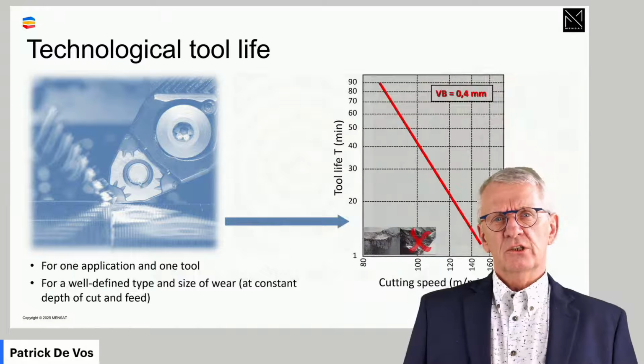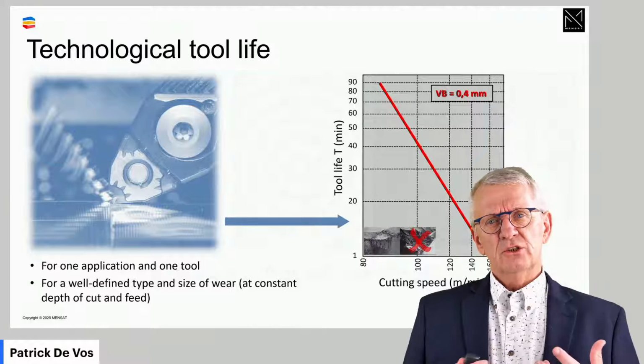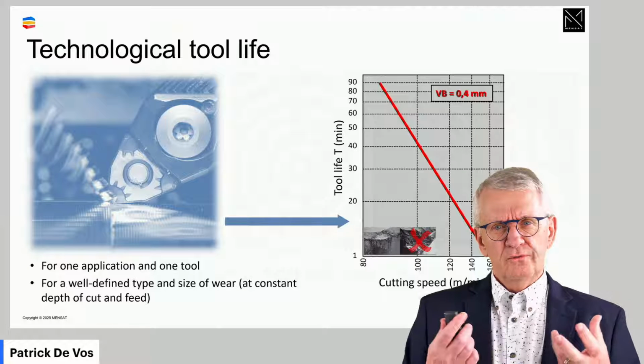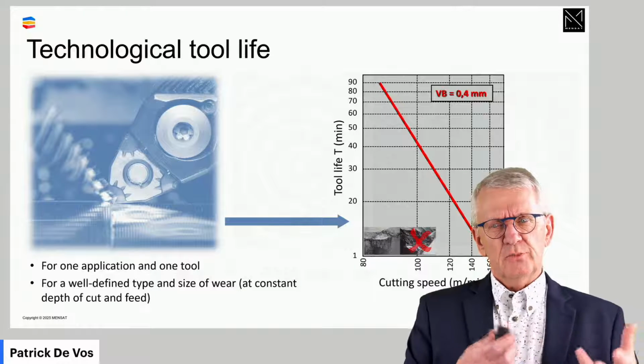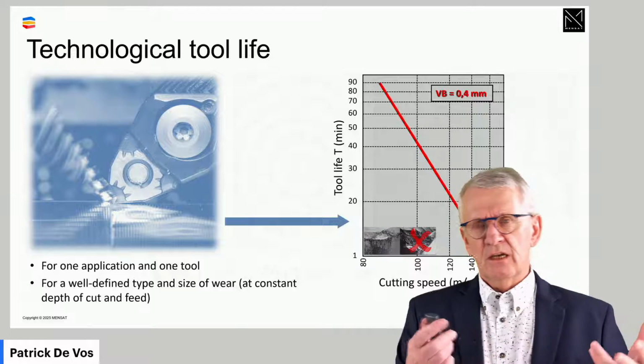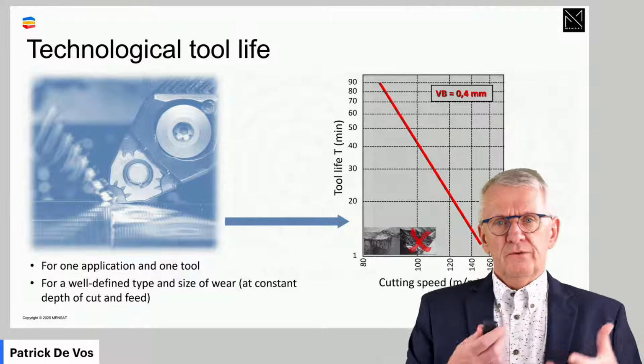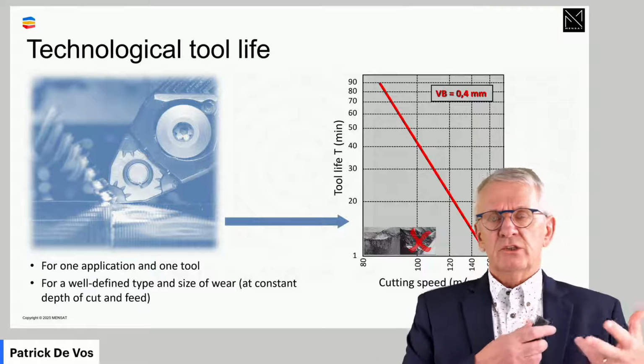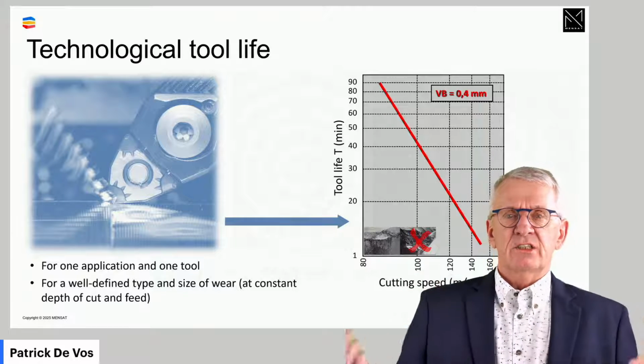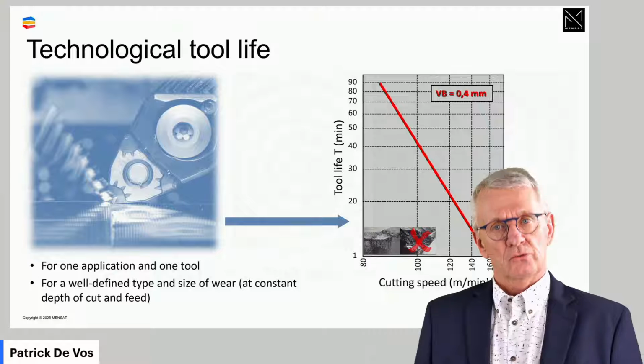So technological tool life is an important thing. There are all kinds of models to find out, if you have a certain type of tool in a certain application, material and cutting conditions, how long you can use the tool before the wear becomes so big that there is a danger that things start to happen that you don't want.